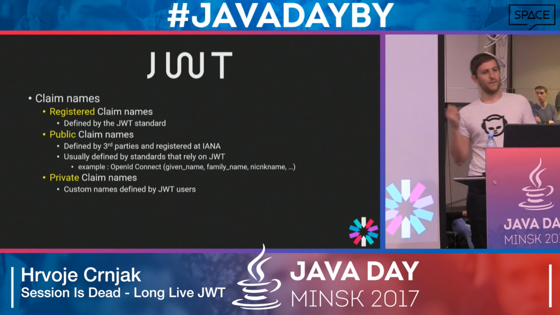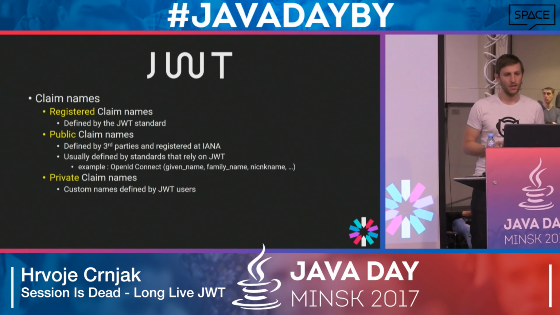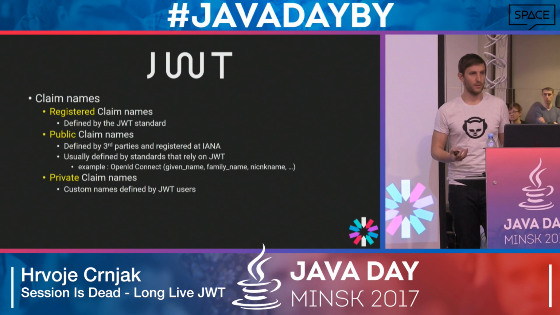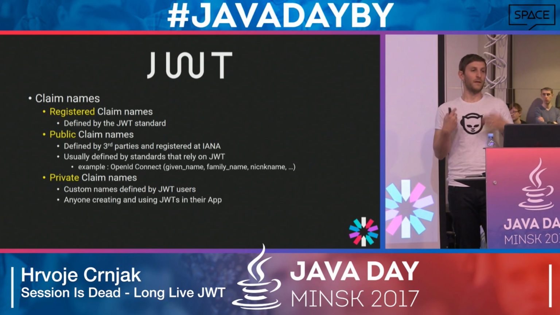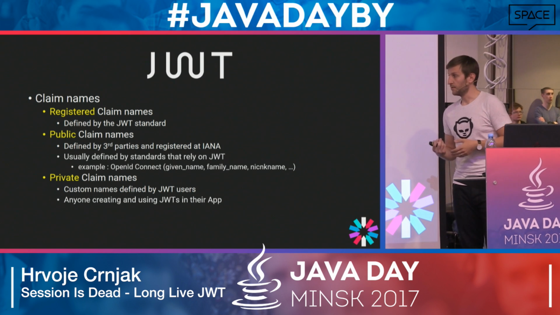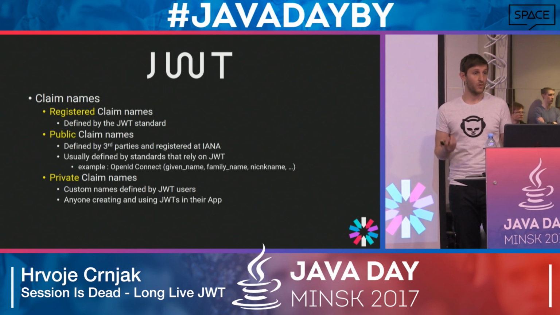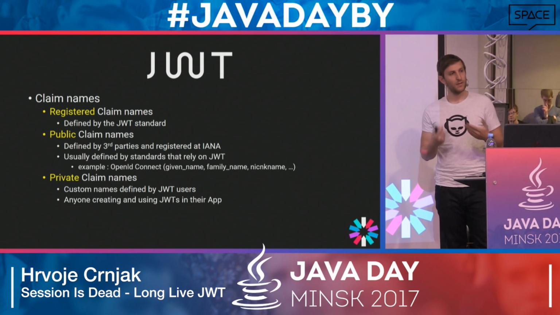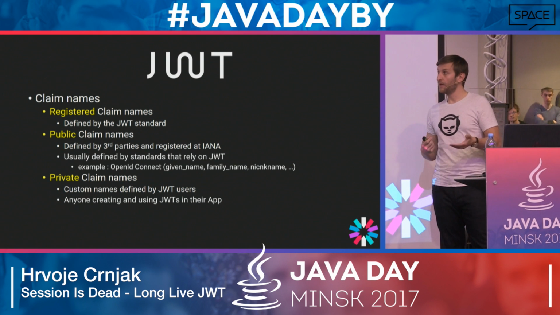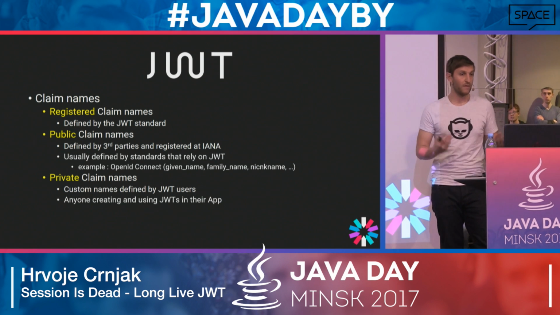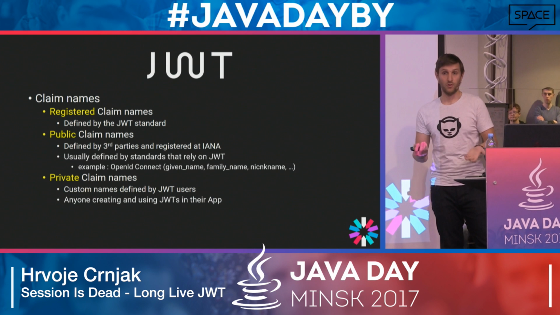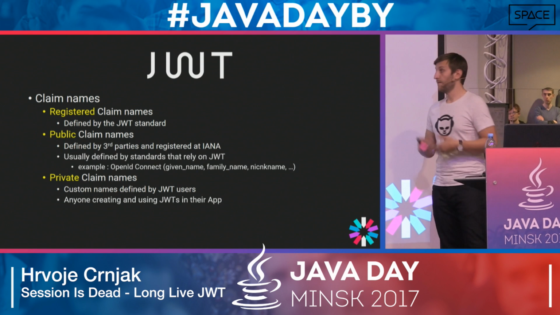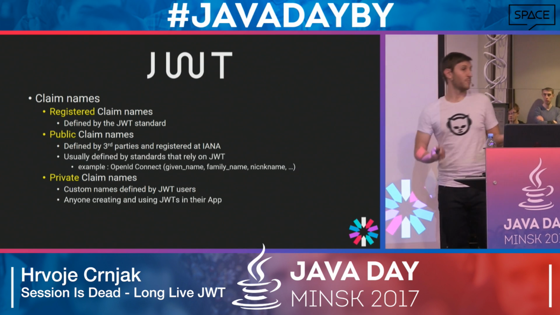And finally, we have our own private claim names. So these would be the custom claim names defined by JWT users. And who's a JWT user? Well, if your app is creating and using JSON Web Tokens, then you're a JWT user and you can, of course, define your own claim names. But I mean, you should always try to use either registered or public claim names. Why? Well, because they are publicly defined, they're well known, and if you're using them, then everyone knows what you're talking about. On the other hand, if you're using your own private claim names, then only you know what you're talking about.